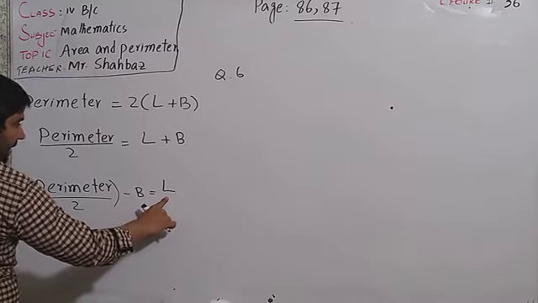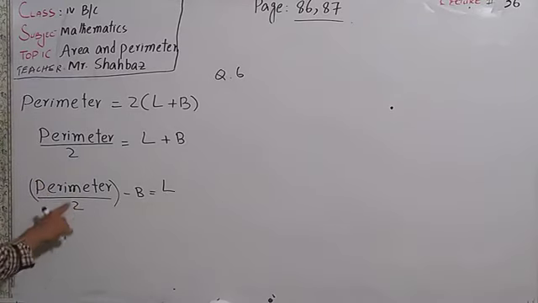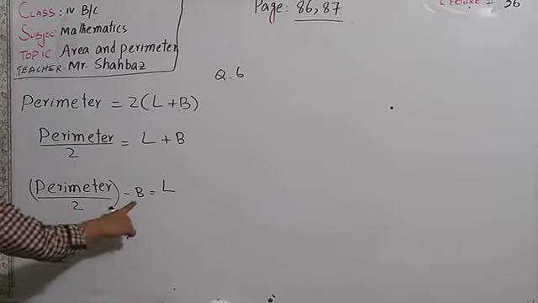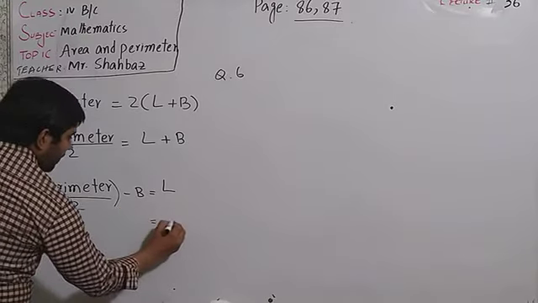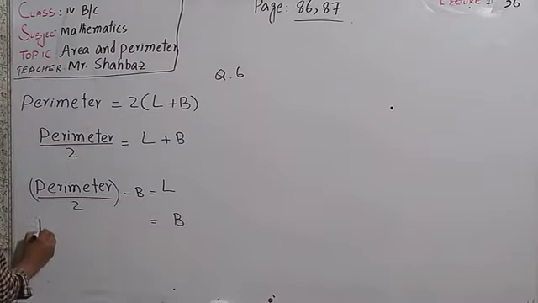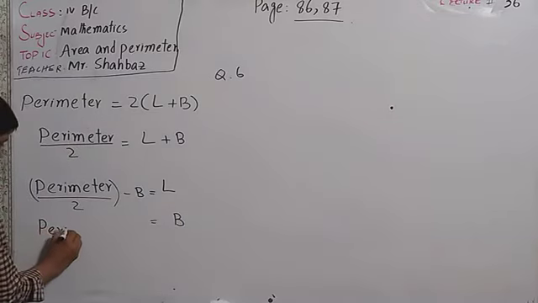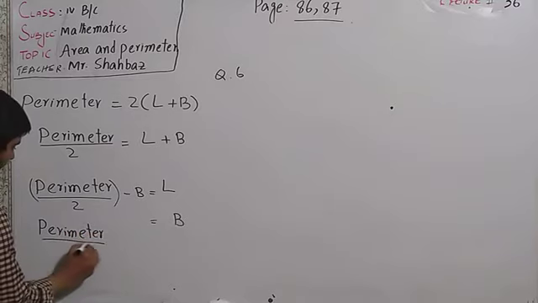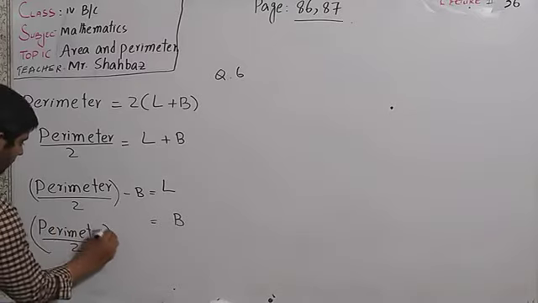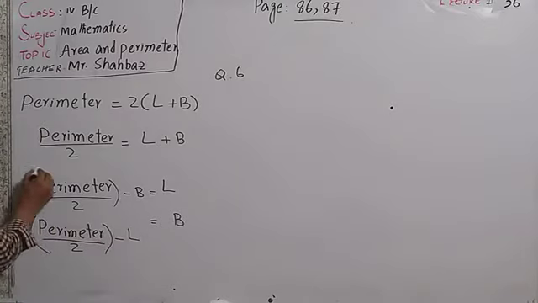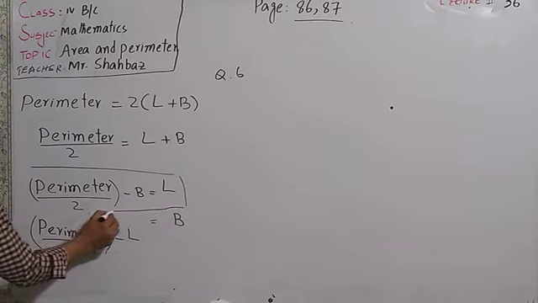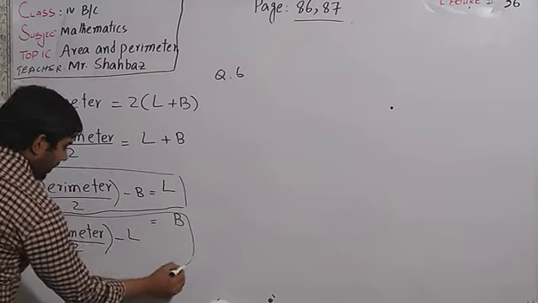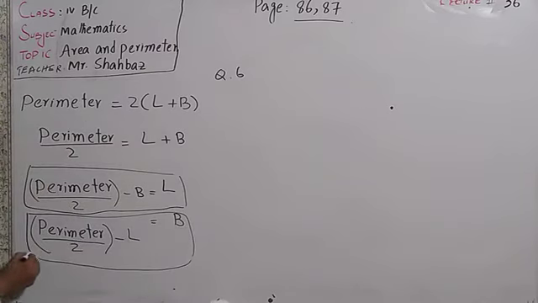When we are finding the length, first of all we divide perimeter by 2 and then subtract breadth from the answer. And if we want to find the breadth, this is the formula of breadth. It will be as it is: perimeter divided by 2 minus length. This is the formula for length, and this is the formula for breadth.